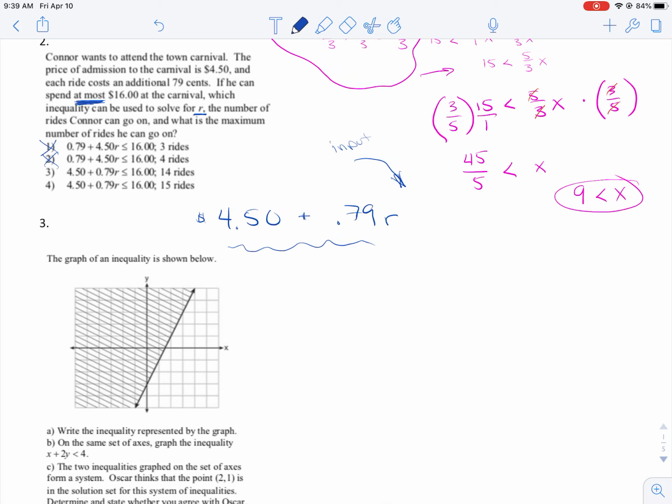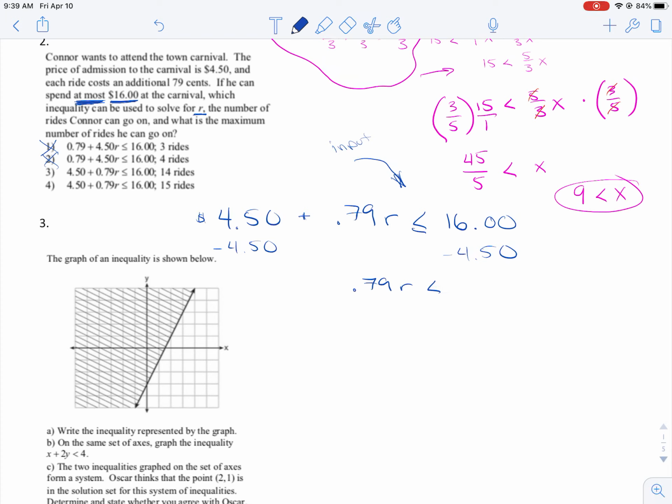So when you see "at most," like I have at most $10 in my pocket, that means you can only spend up to that much. I might have less than $10 in my pocket, but at most I have up to 10. So "at most" means less than or equal to. And what are we at-mosting? What's the most we can spend? $16.